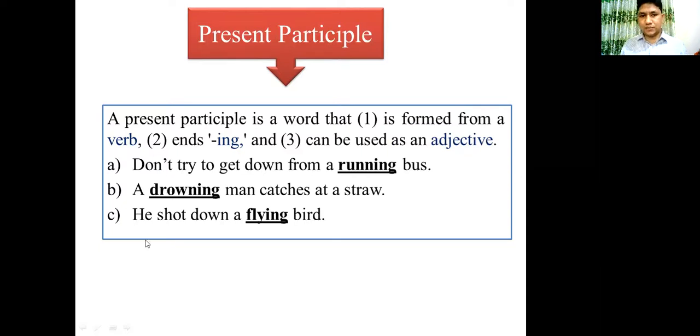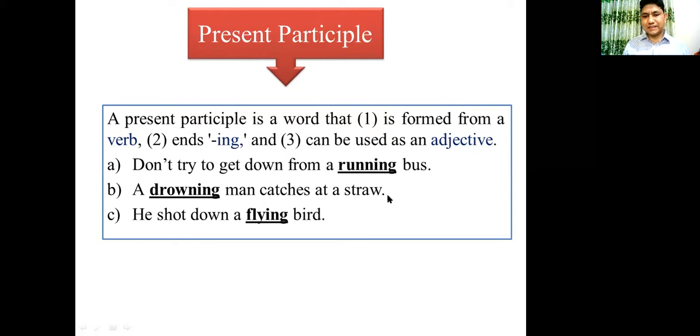Okay, there are three examples. Have a look. Don't try to get down from a running bus. So running, run plus -ing, that means running bus. Here running is a present participle, bus is a noun. Running modifies bus, running bus. And this is a present participle.